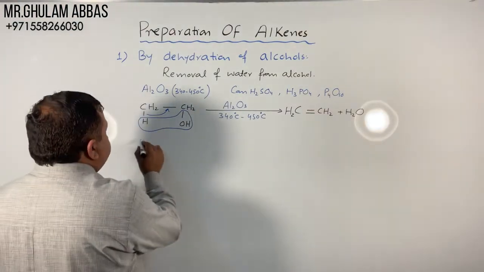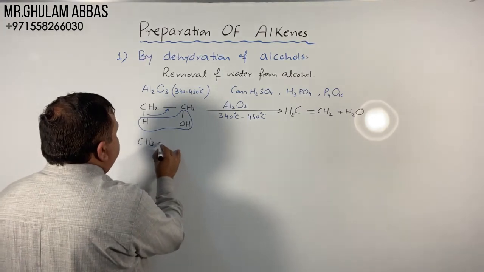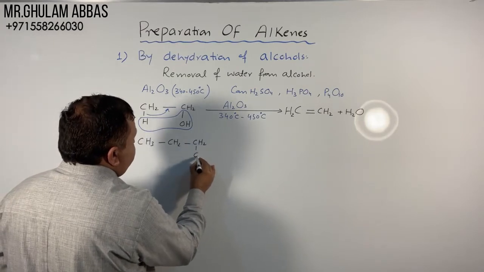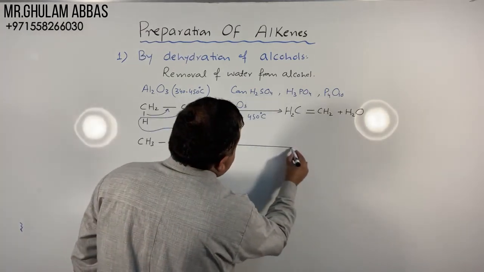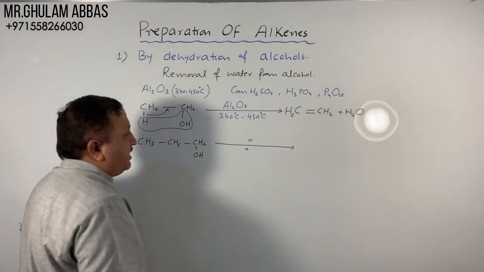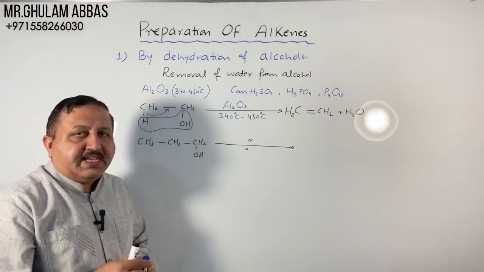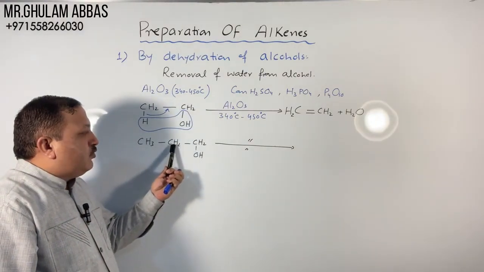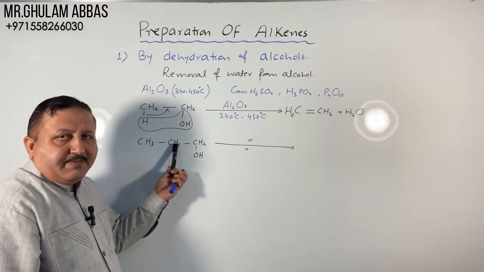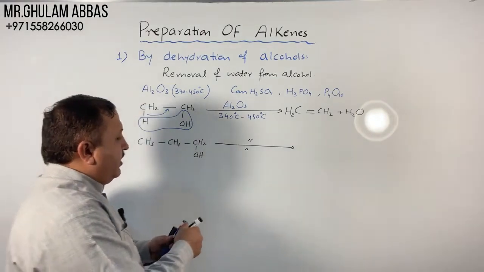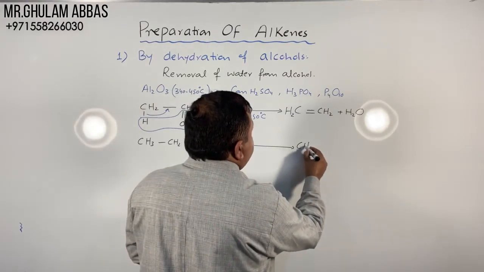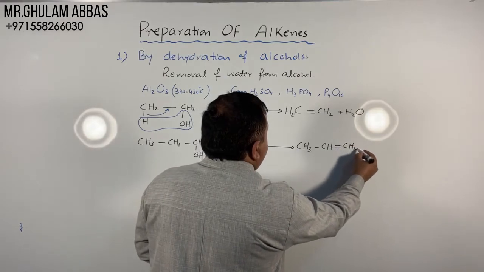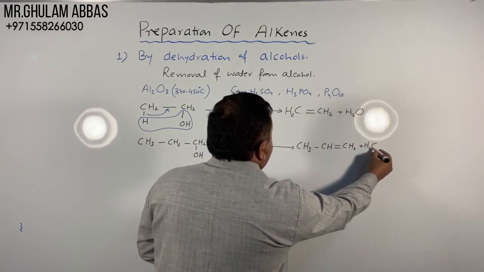We can also use this alcohol, CH3 single bond CH2 single bond CH2 and OH. In the presence of the same reagent, same condition, the main concept is OH is removed from the alpha carbon and H is removed from the next carbon, which is called beta carbon. So in this alcohol, our resulting product will be CH3 single bond CH double bond CH2, propene, and the side product will be water.